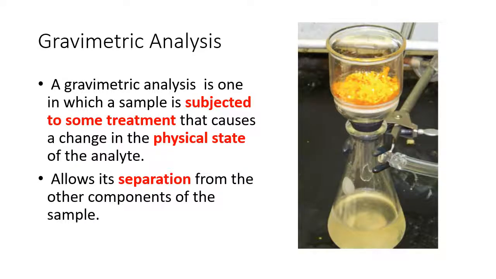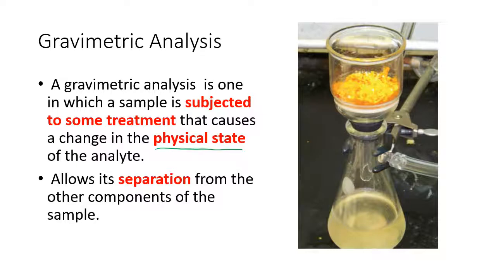The last two types of analytical techniques that we're going to talk about are gravimetric analysis and combustion analysis. Let's start with gravimetric analysis. This is where we have some aqueous sample and we usually do a reaction which causes it to precipitate out, meaning we're changing its physical state from being aqueous to solid.